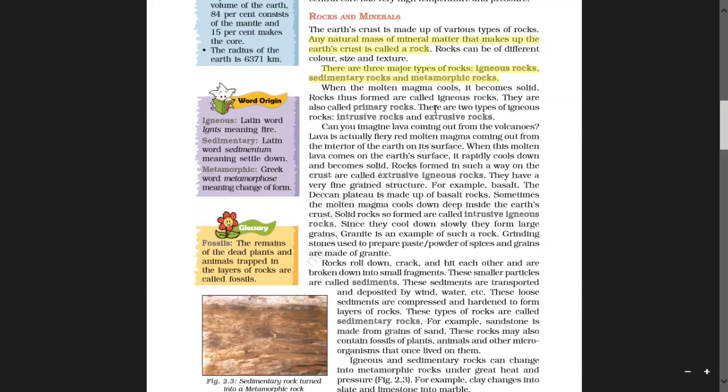There are two types of igneous rocks. How many types of igneous rocks are there? If it asks, you have to answer. There are two types of igneous rocks. They are intrusive rocks and extrusive rocks. Intrusive means formed inside the earth, okay, and extrusive means that which has been pushed out of the earth by a volcano.